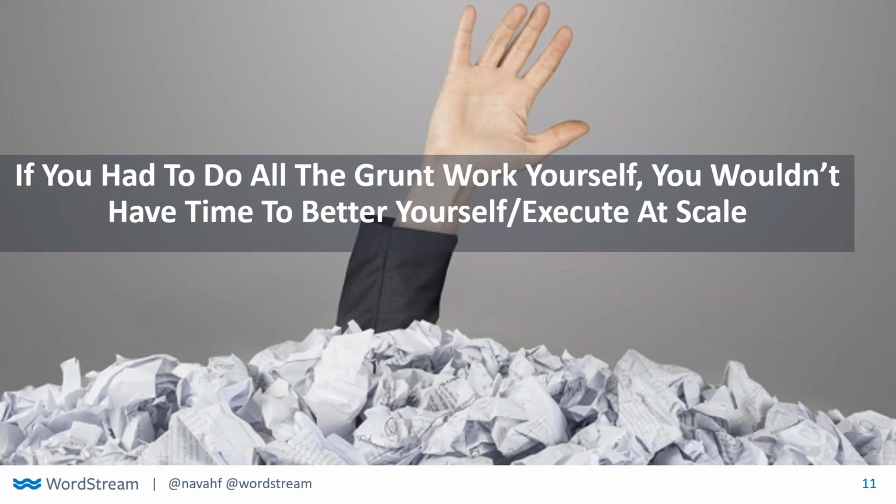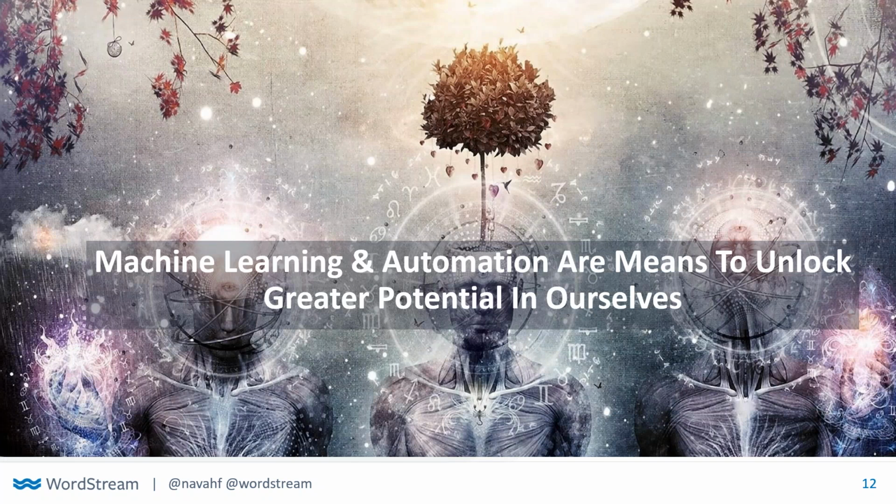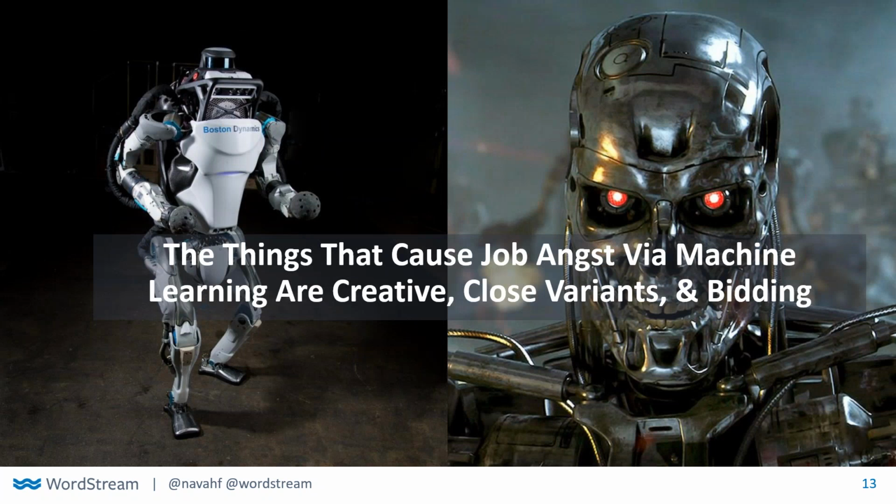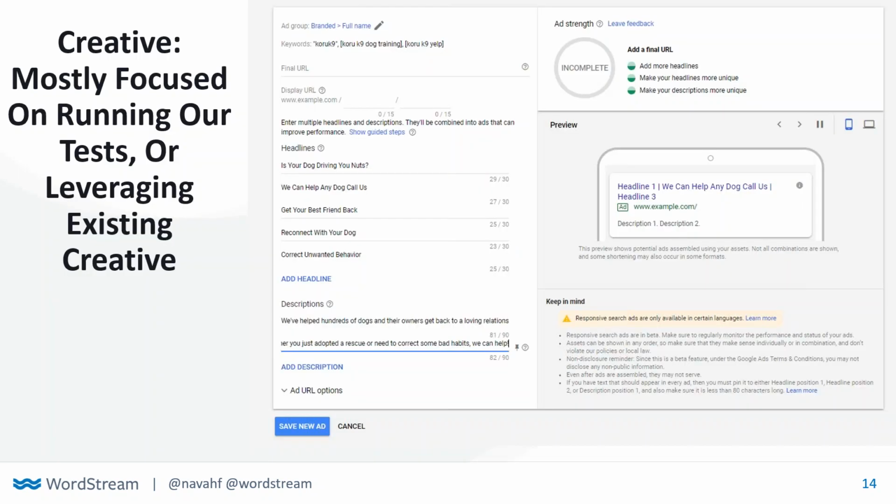So when we look at machine learning and AI, what we're really looking at are the means to unlock greater potential in ourselves. The things that I find cause the greatest amount of angst via machine learning are creative, close variants, and bidding. Let's dive into this a little bit deeper. When we think about machine learning creative, the automated creative, a good hunk of it is focused on running our tests. When you think about responsive search ads and responsive display ads, it's really about message matchmaking. It's not necessarily about creating content in and of yourself.